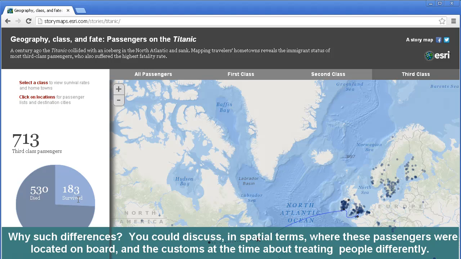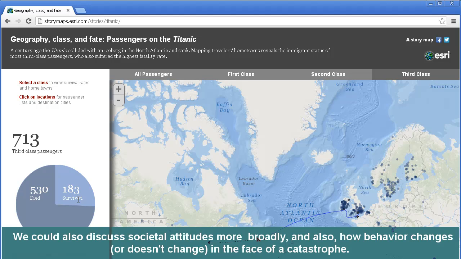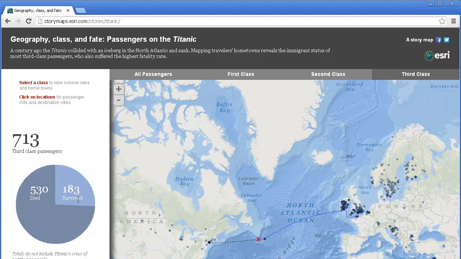You could discuss in spatial terms where these passengers were located on board and the customs at the time about treating people differently. In what societal contexts do we treat people differently nowadays, depending on how much they paid for certain goods and services? We could also discuss societal attitudes more broadly, and also how behavior changes, or doesn't change, in the face of a catastrophe.